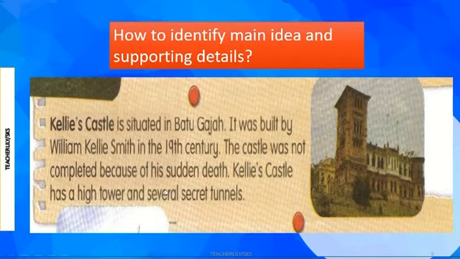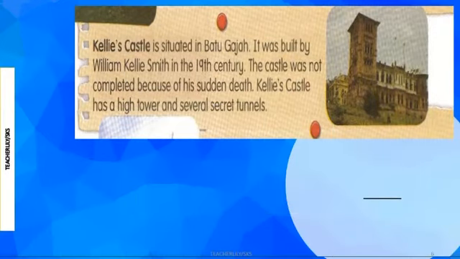So now, we want to identify the main idea. How do you identify it? Let me tell you one secret, okay, class? Normally the main idea is always the first sentence. It is talking about something that the author wants you to know. The author wants to tell you about something.